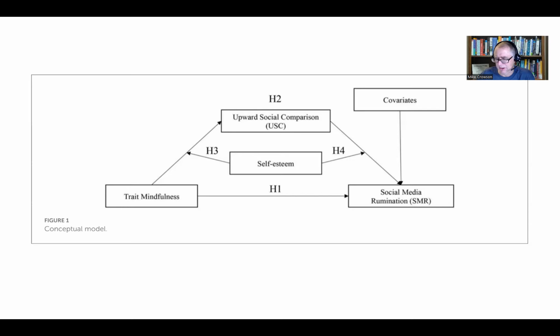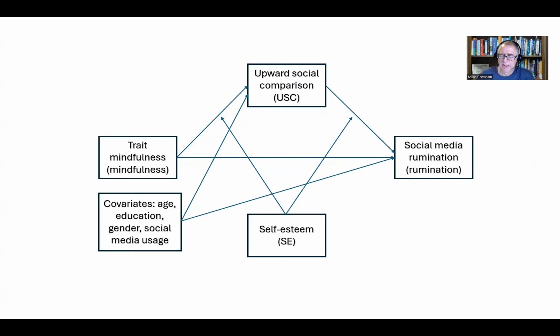You'll see they have an arrow drawn from covariates to social media rumination. Technically speaking, when you're running model 58, if you include covariates, the covariates will be not only included as predictors of social media rumination, but also of upward social comparison. So this is actually probably a better way of looking at that particular model, where I have covariates arrows drawn to upward social comparison and social media rumination.